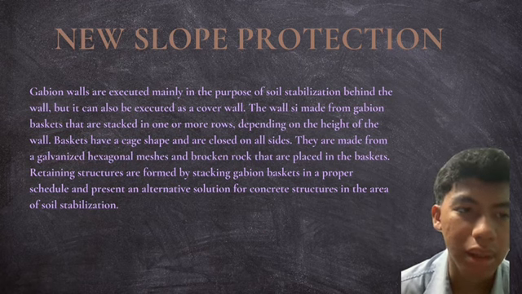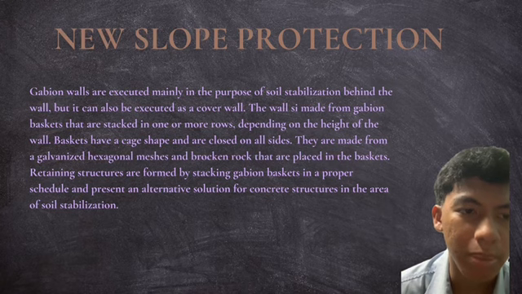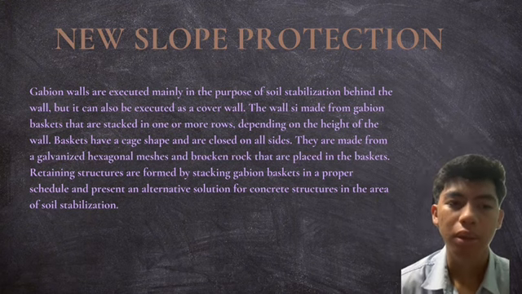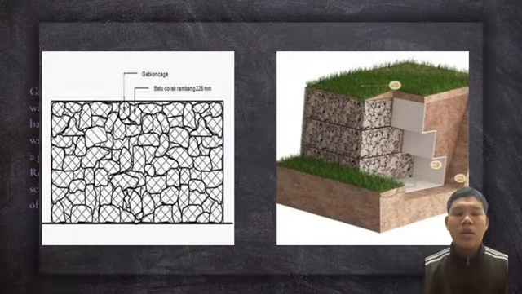Retaining structures are formed by stacking gabion baskets in a proper schedule and present an alternative solution to concrete structures in the area of soil stabilization.